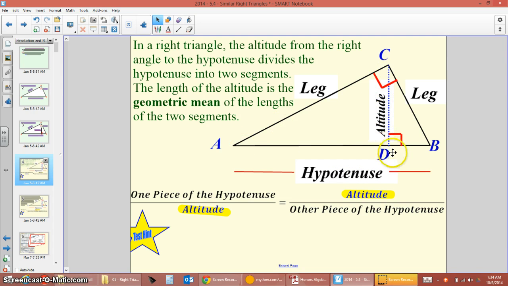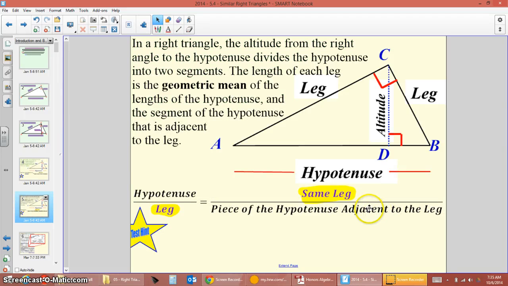So notice how the altitude cuts it into two different pieces. We have AD and DB, so the hypotenuse is in two different pieces. One of the fractions that we get out of this setup, it has to be a 90-degree triangle and it has to be an altitude off of the 90-degree angle. We get one piece of the hypotenuse, so like AD, fractioned over the altitude is equal to the altitude divided by the other piece of the hypotenuse. This is one true fraction we get when we look at this particular shape.